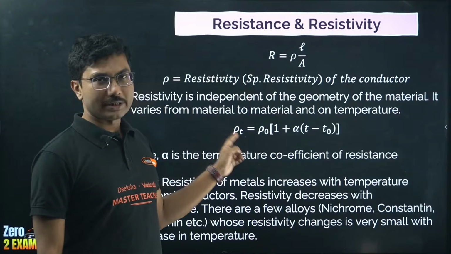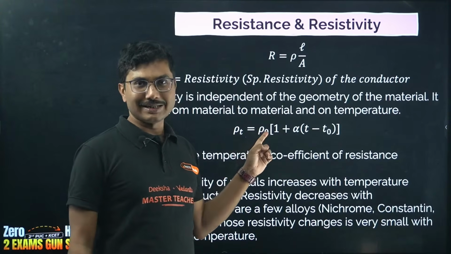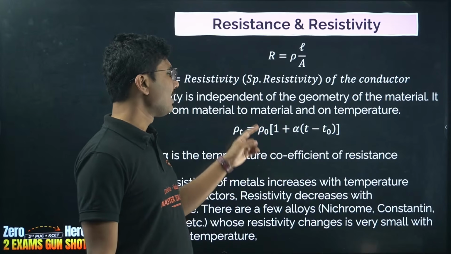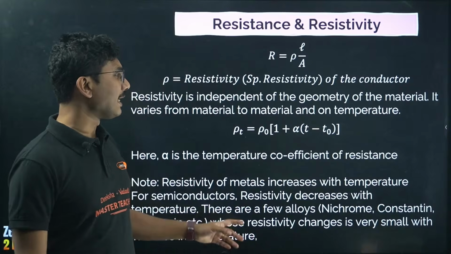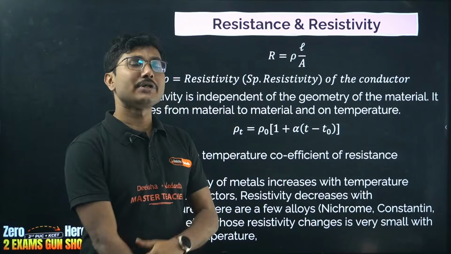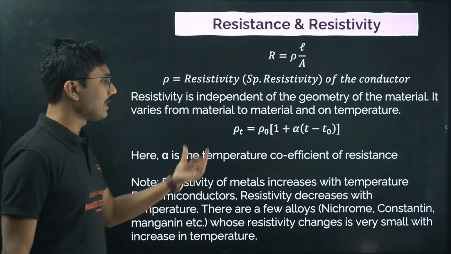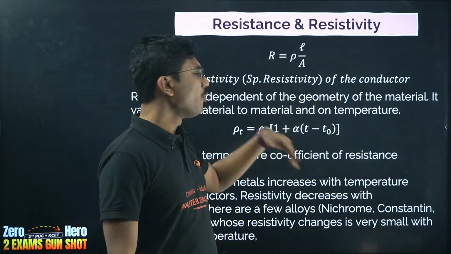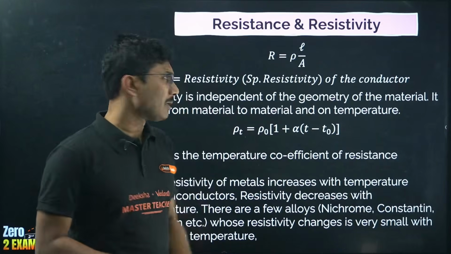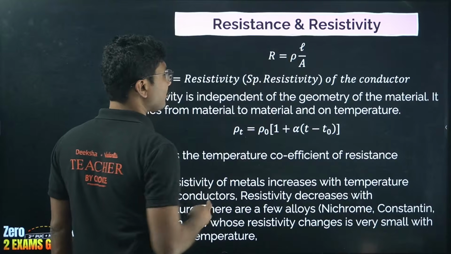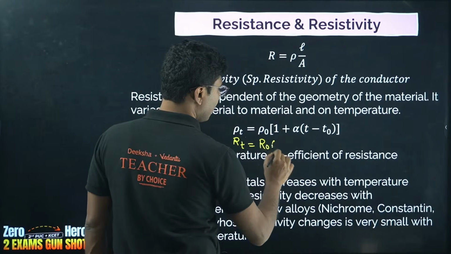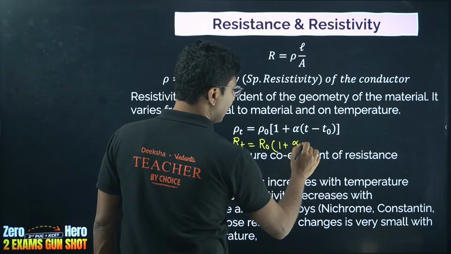So rho T is the resistivity at temperature T, rho naught is resistivity at temperature 0 degrees Celsius. We generally take the temperatures in Celsius, not in Kelvin. Alpha is called the temperature coefficient of resistivity. So how resistivity or resistance changes with temperature, this is the formula. Now remember, because resistance and resistivity are directly proportional, resistance can also be written as RT equals R naught times 1 plus alpha delta T.